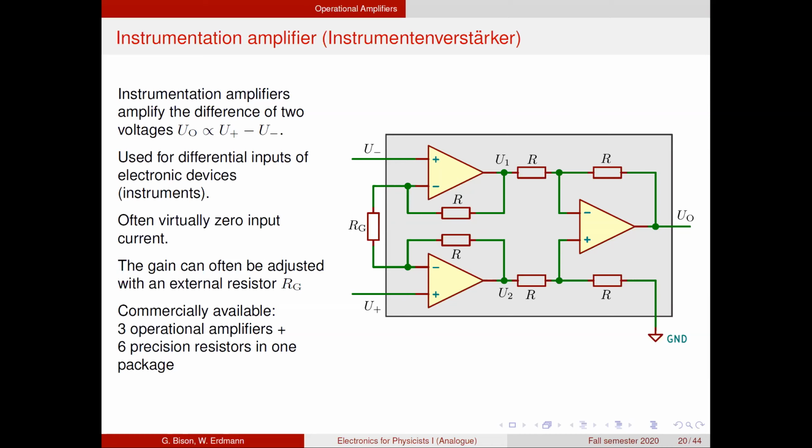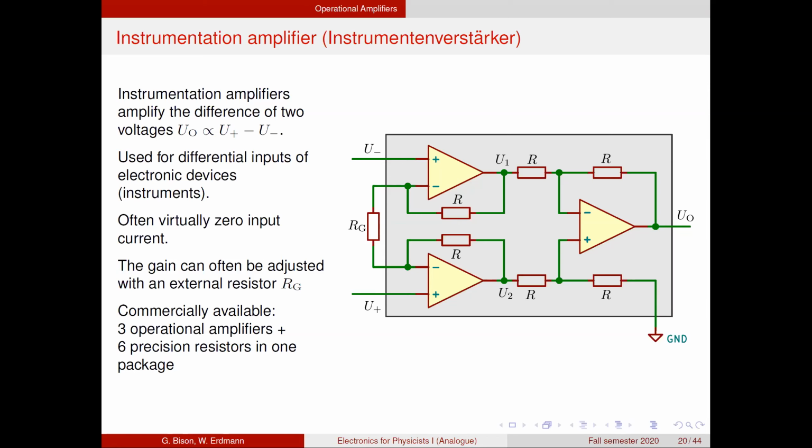Another important feature is that instrumentation amplifiers typically have very high input impedances. So there's virtually no current flowing into the instrument if you use this as an input stage. This is also important for many detectors that cannot supply a large current, and the detector would just not work if you have an amplifier that requires a current delivered by the sensor or detector you want to read out.